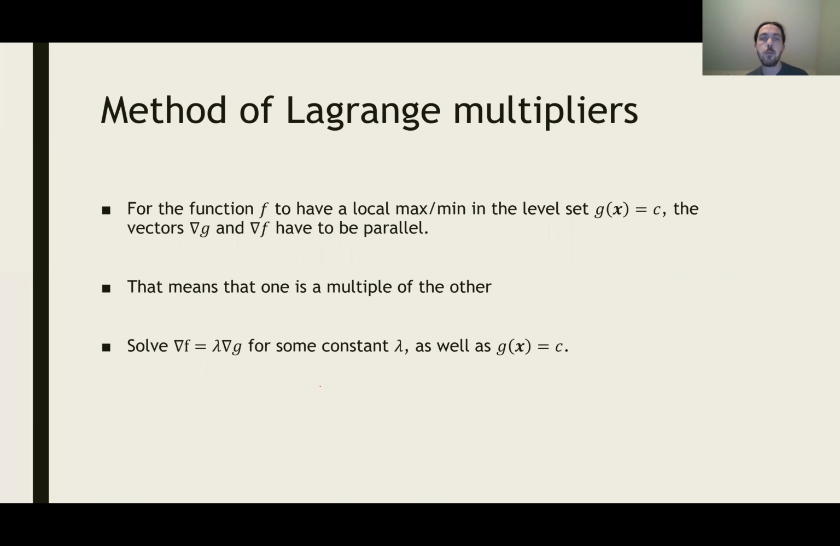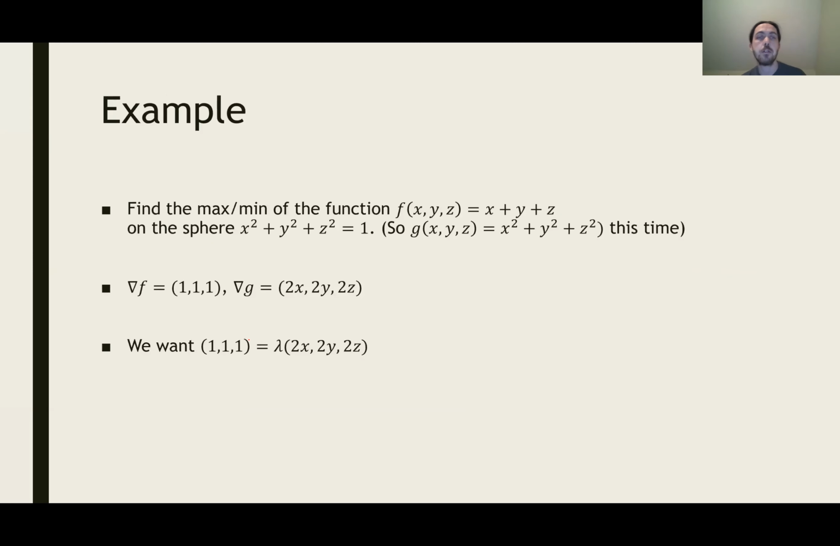So here's what we do. We say we want to find all those places where the gradient of g and the gradient of f are parallel on this level set. That means that one of them is a multiple of the other. So what we do is we solve that the gradient of f is some multiple of the gradient of g. And we introduce a constant lambda that we put in front of the gradient of g and use that to solve our system of equations.